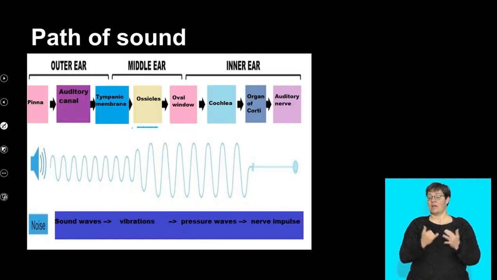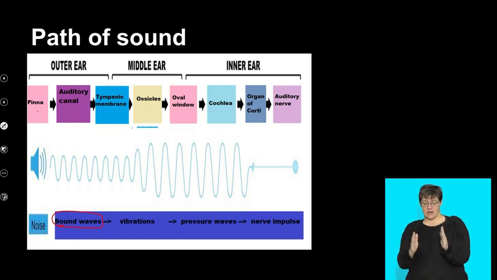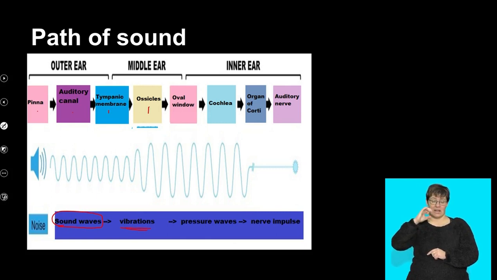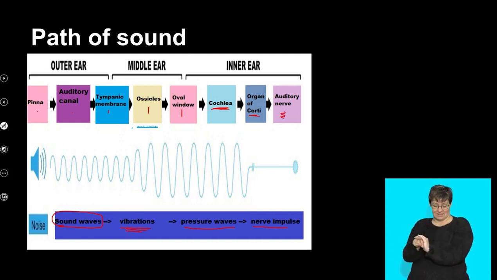Right, now this is a very important slide. You have to know exactly what words to use in which part of the ear. If you look at the pinna and the auditory canal, we talk about sound waves there. Then we move to the tympanic membrane, which vibrates. The ossicles vibrate. The oval window vibrates, so it's vibrations there. In the cochlea, there's liquid. Now we talk about pressure waves, not vibrations anymore. The organ of Corti will convert it into an impulse. So here we talk about impulse.